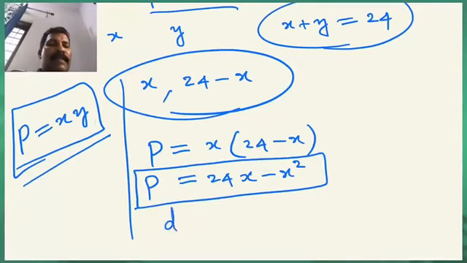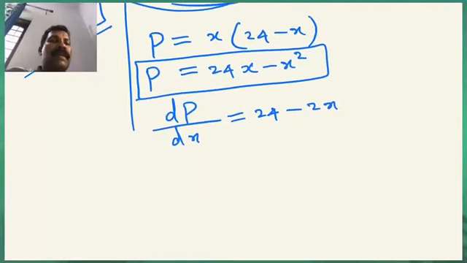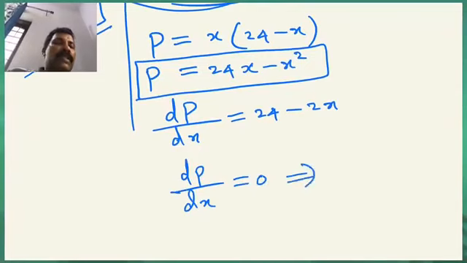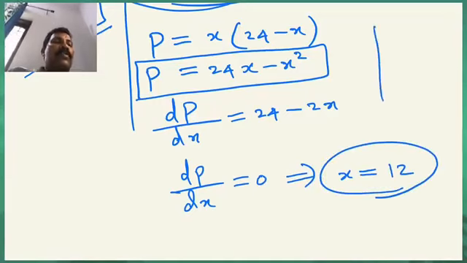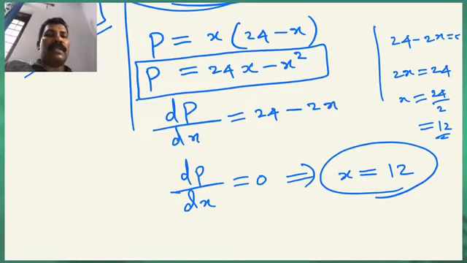So for that, first of all, we have to find the first derivative, that is dP by dx, that is 24 minus 2x. And for finding the critical point, we have to equate dP by dx equals 0, which gives you x equal to 12, because 24 minus 2x is equal to 0 means 2x is equal to 24, so x is equal to 24 by 2, that is equal to 12.